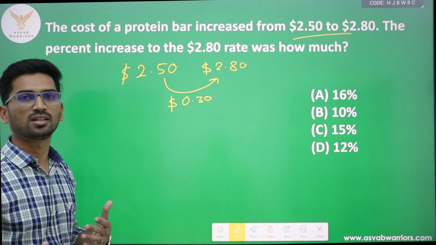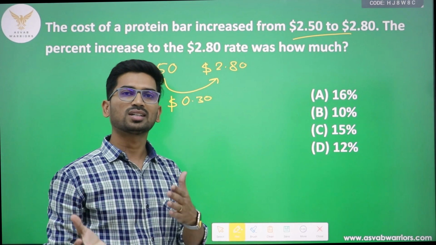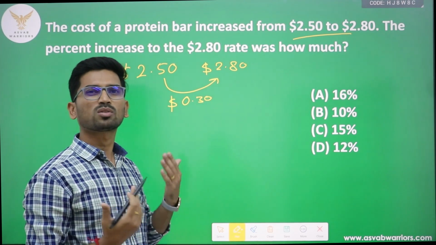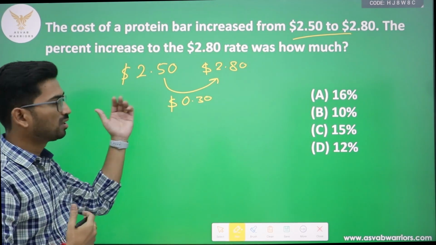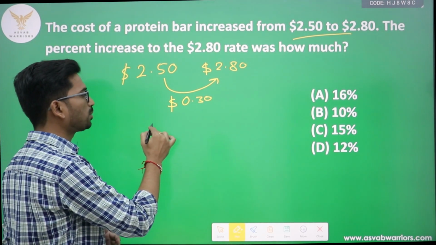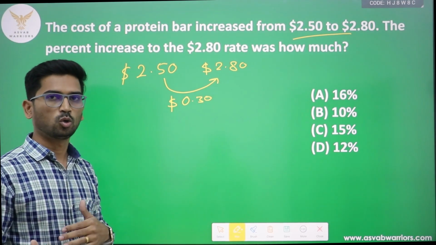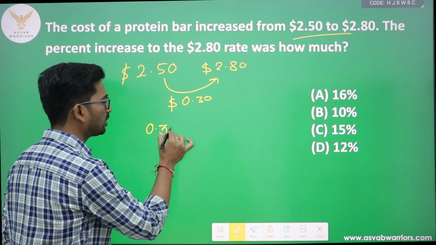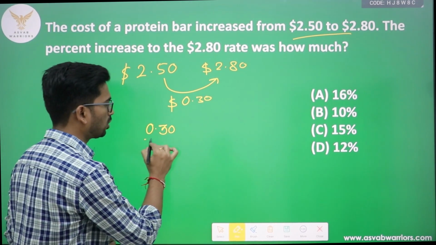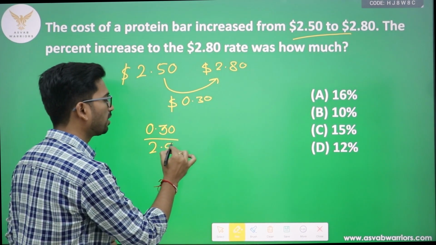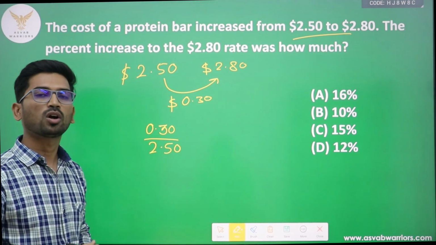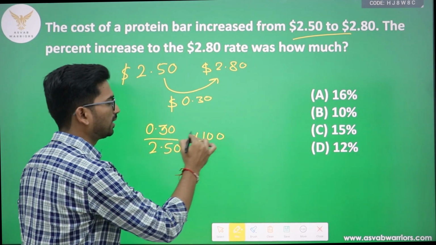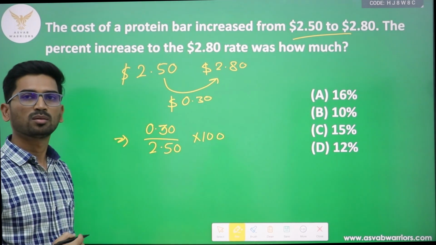Now what is the percentage increase? As we all know, the percentage increase is always calculated on the base price or the initial price. What was the initial price in this case? It was $2.5. So obviously the percentage increase will be calculated on the $2.5. So the price was increased by $0.30 on the price of $2.50. Then what will be the percentage increase? So we will multiply it by 100. This is the rule to calculate the percentage.